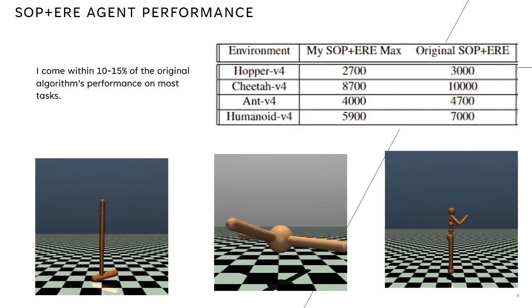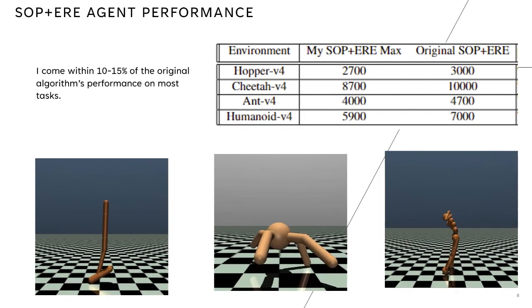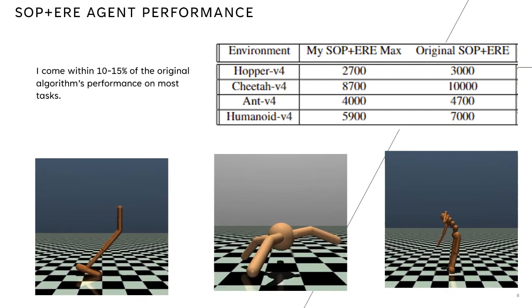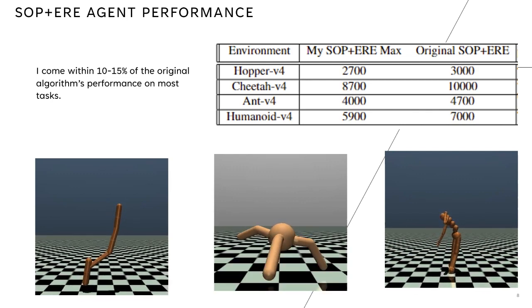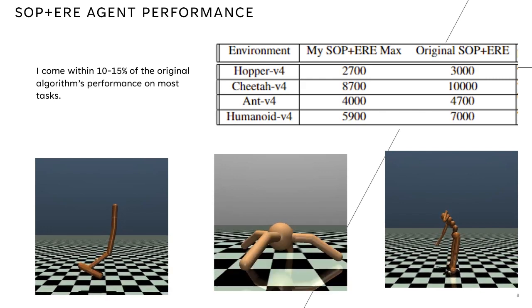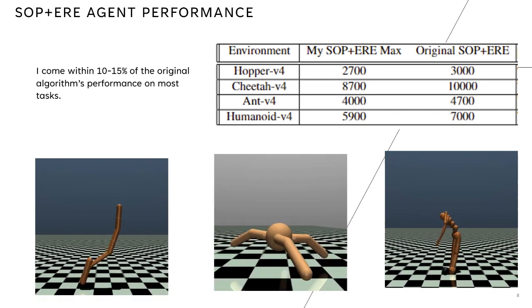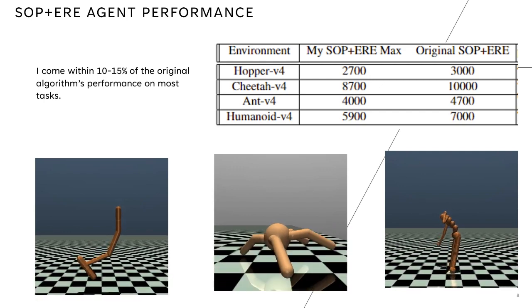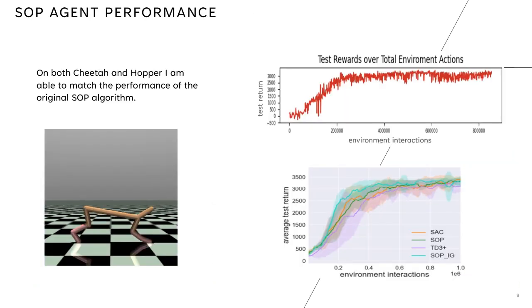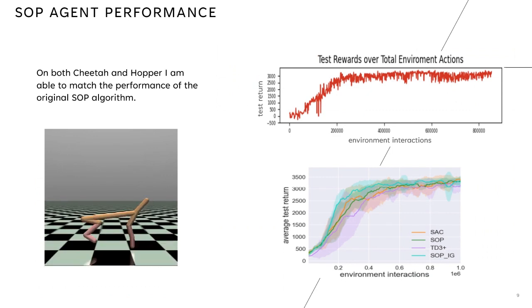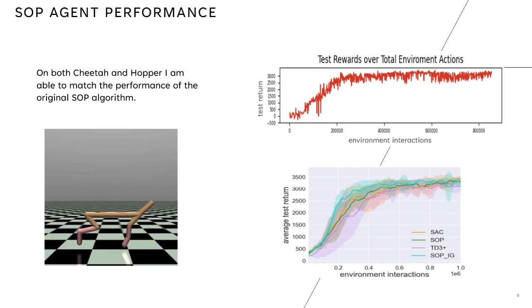From an overall performance perspective, my agents perform pretty well. As you can see, they move generally pretty quickly. The human struggles a bit. However, overall, I'm able to achieve a cumulative reward that is comparable, within 10 to 15% of the original algorithm. Without the ERE buffer, my agent actually performs pretty well too. As you can see, the cheetah is moving pretty fast, and the maximum reward is about the same as the original paper, which is below.